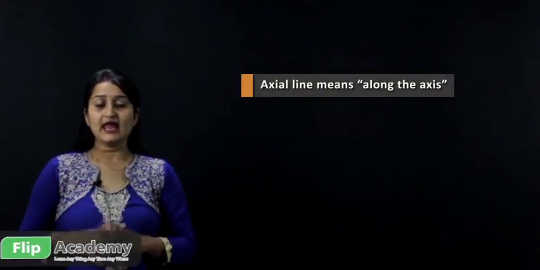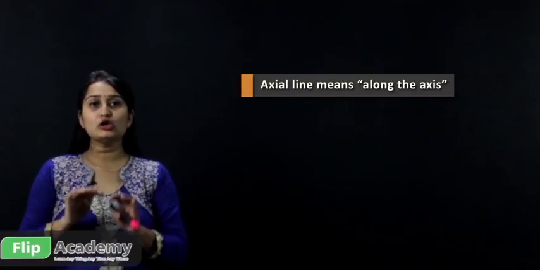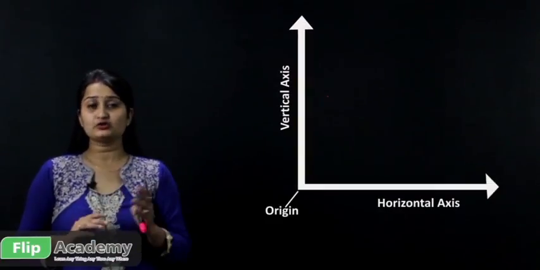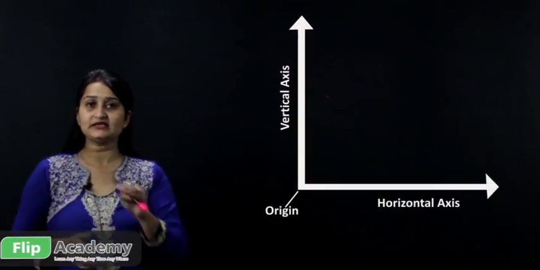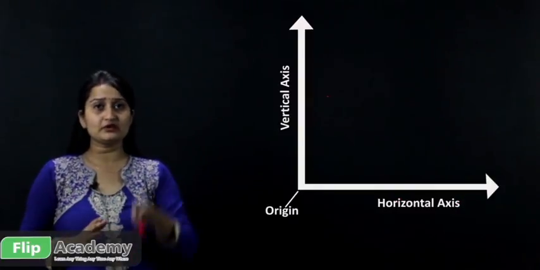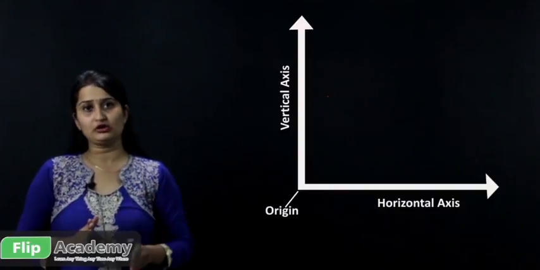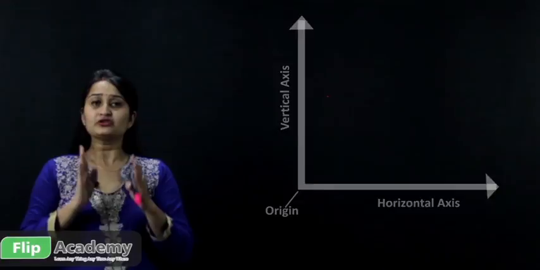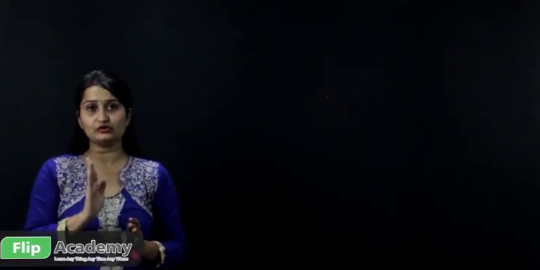So you should first know what this axial line is. Axial line basically means along the axis. If any object is lying on a horizontal plane, then that object is on the horizontal axis. If some object lies on a vertical plane, then for that object the axial line is vertical. So now we have to say what the axial line is in the case of an electric dipole.